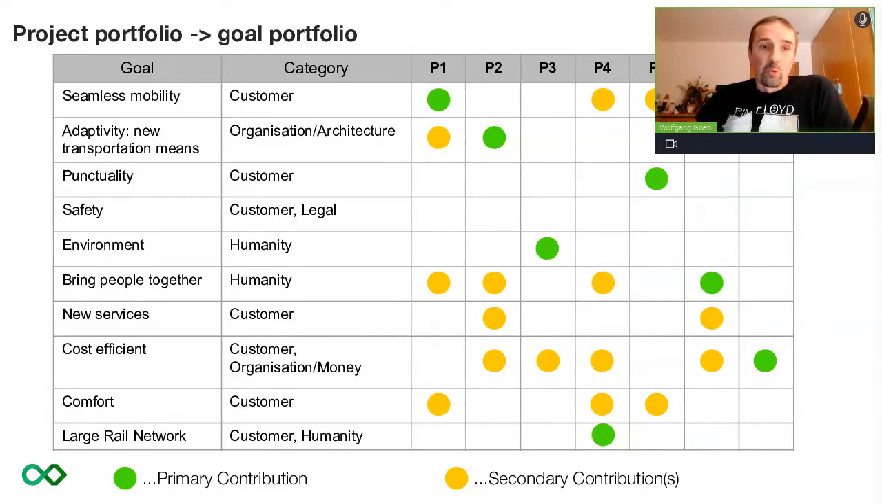And then project 6, bring people together, pays into this bring people together goal via new services, maybe a bit of cost efficiency. What we want to show here is that typically a project contributes to several goals, but you should always try to find the primary contribution, right? For example, project 1's primary contribution is seamless mobility, but it's also about adaptivity and so on. With this kind of matrix, for each change started by your boardroom or people decided to start, you always focus and have an overview about what it means for our goal portfolio.